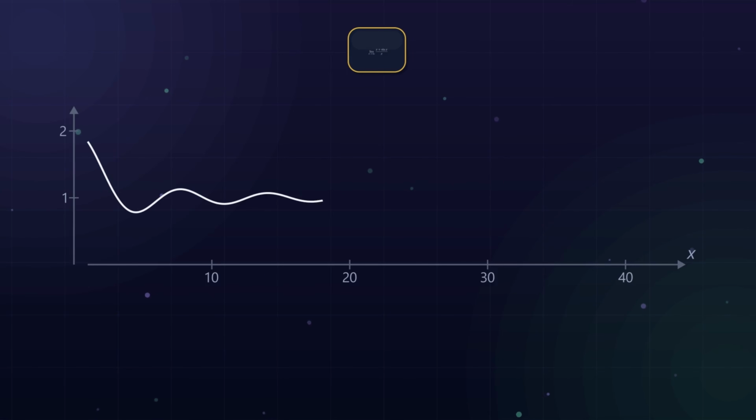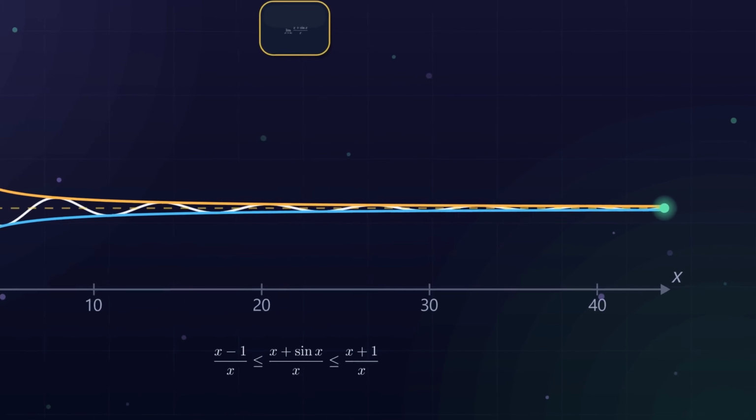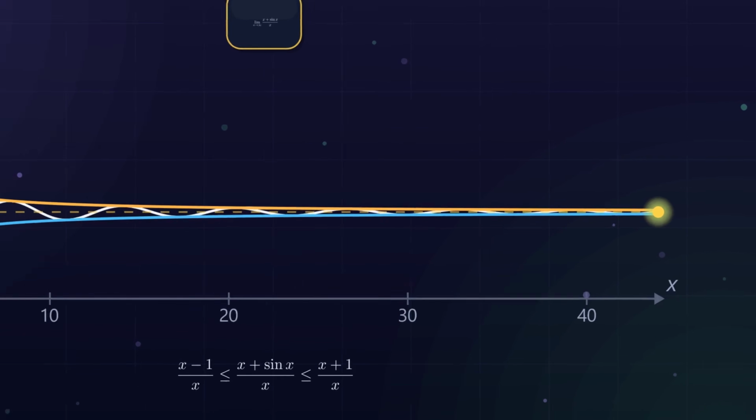It works out at infinity as well. What does x plus sine x over x approach as x runs off to infinity? The sine wiggles forever, but it is bounded, and dividing by an exploding x crushes it. The answer is simply 1.